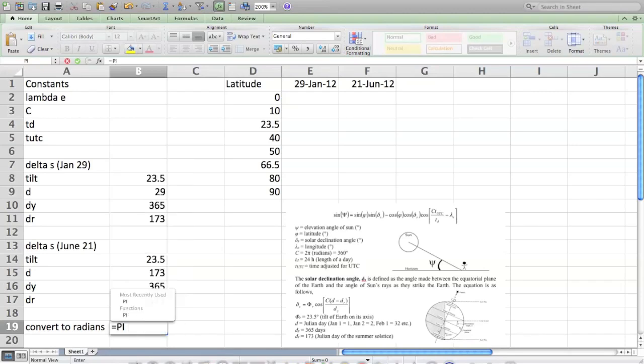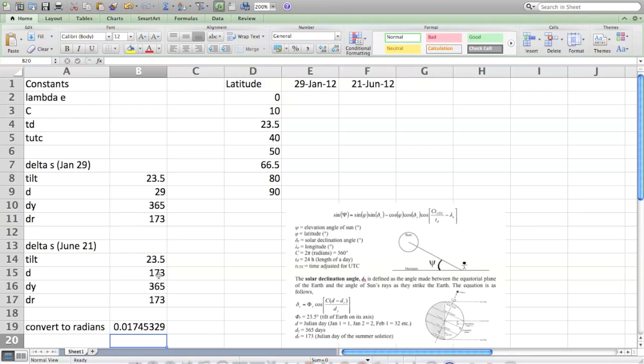I'm going to put pi. That's how you write pi in Microsoft Excel: capital P, capital I, open and close two parentheses, and then divide that by 180 degrees. It should be about 0.017. So that constant, which we just put down here at the bottom, we will need to multiply any angle by to make sure that we're in radians.